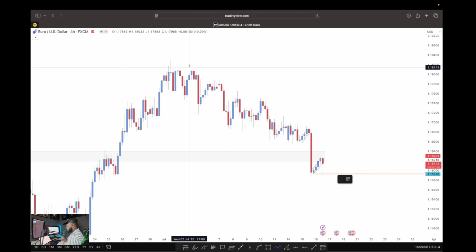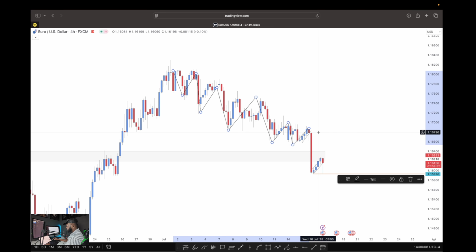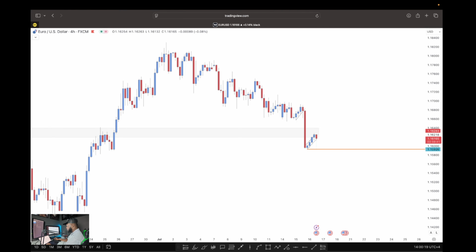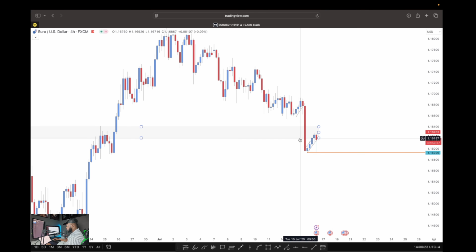On the 4H, we have price just creating lower lows, we're breaking lows. We broke this low, pull back, broke this low, like that. Yesterday we had a massive break to the downside. So we're just gonna follow the trend. On the 4H, yes, this is a very strong impulsive move to the downside.